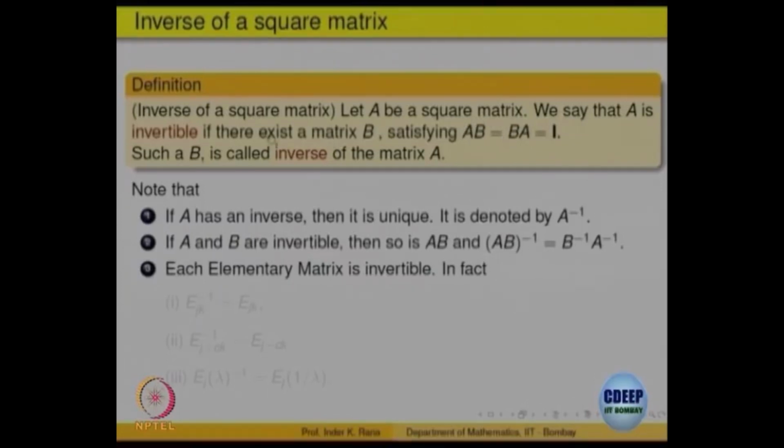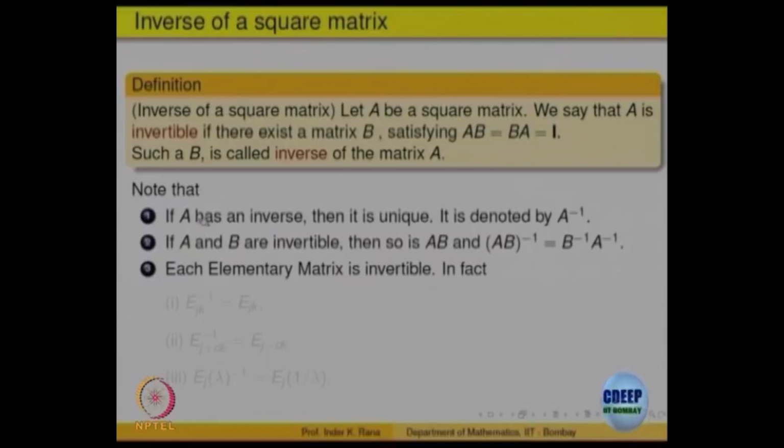In that case, we say this matrix A is invertible, and this matrix B we call the inverse of A. I am saying A inverse, but one can show very easily that if one such exists, it is unique. That means if there exists a matrix B with this property, then there is only one; there cannot be some other matrix also. So, if A inverse exists, it is unique.